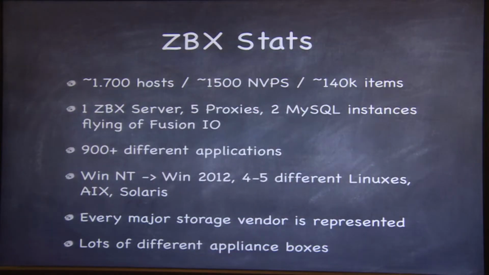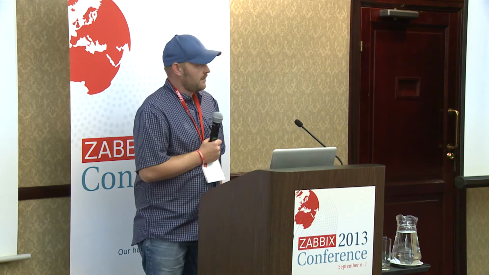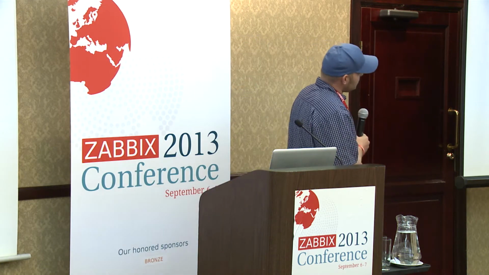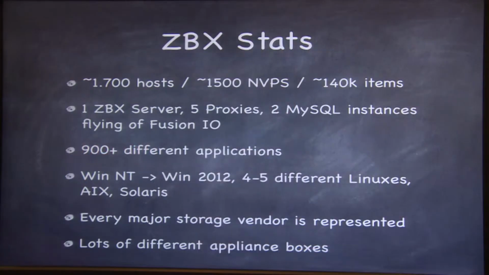We are currently monitoring roughly 1,700 hosts, which is around, we think, 90% of our install base at the moment. We are still finding new machines on a weekly basis that we didn't know existed. We are pushing 1,500 new values per second and have roughly 140,000 items running on Zabbix today. We have one server, a number of proxies, and luckily we've been able to migrate our MySQL instances to running on Fusion IO. So I will no longer have to worry about doing partitioning and other fun stuff.